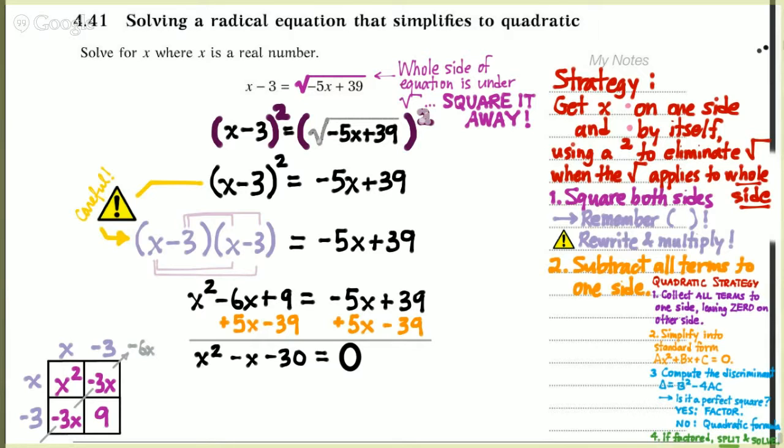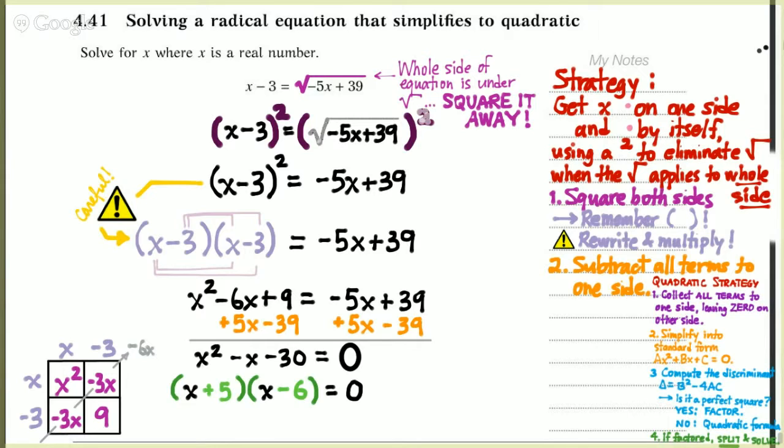X squared minus x minus 30, we can look at and say, can I factor? And the answer is yes. We can factor by finding a pair of numbers which multiply together to give me negative 30 and which add together to give me negative 1. A few moments of reflection will show us that plus 5 and minus 6 fit that bill. So we can factor the left-hand side into (x + 5) times the quantity (x - 6).